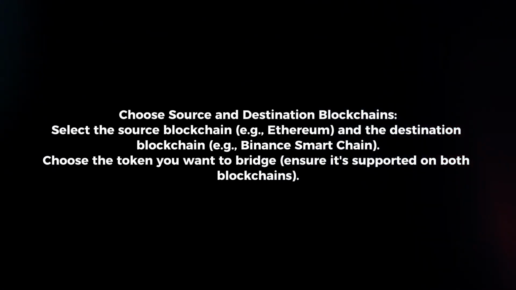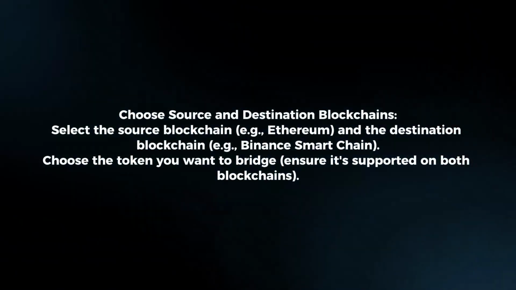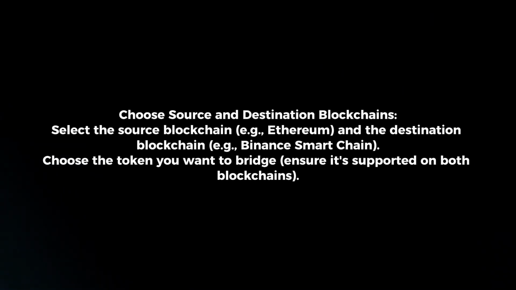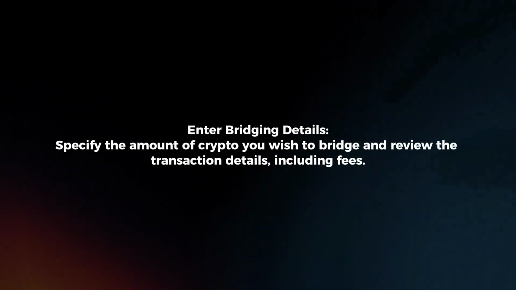Choose source and destination blockchains. Select the source blockchain and the destination blockchain. Choose the token you want to bridge. Enter bridging details. Specify the amount of crypto you wish to bridge and review the transaction details, including fees.